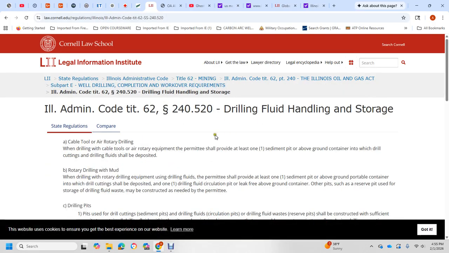Drilling fluid handling and storage. Cable tool and air rotary drilling. When drilling with cable tool or air rotary equipment, the permittee shall provide at least one sediment pit or above ground container in which drill cuttings and drilling fluid shall be deposited.